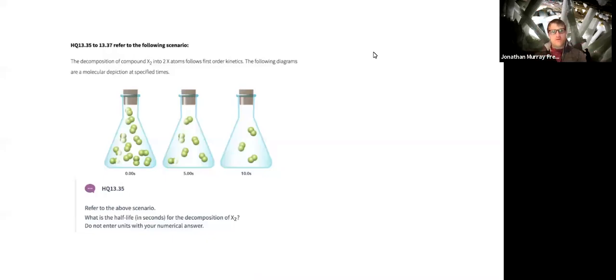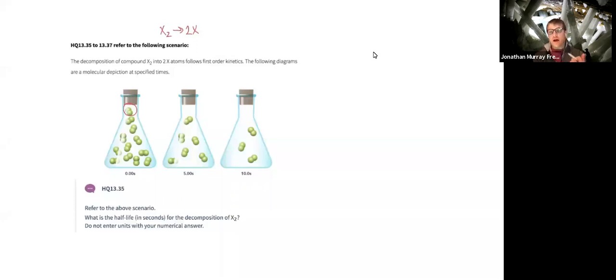On homework question 13.35, 3.6, and 3.7 all refer to this first slide. They all refer to this first image here and this hypothetical reaction where we have X2 breaking down to give us 2X. This is X2 right here, right? There are two molecules of X together in X2. And it's asking us what is the half-life in seconds of this decomposition process.